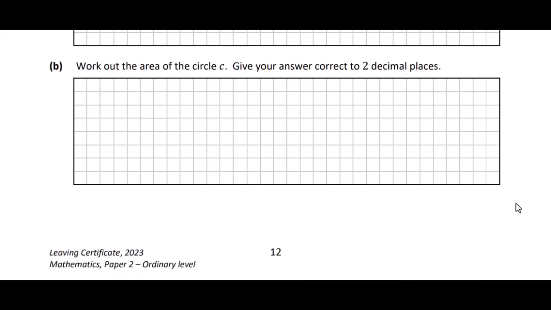Work out the area of circle C. Give your answer correct to 2 decimal places. Well, the area of a circle is just going to be pi r squared. Again, that's in your tables, so it's going to be pi times 6 squared. We want that to 2 decimal places, so it's 113.10 centimeters squared.